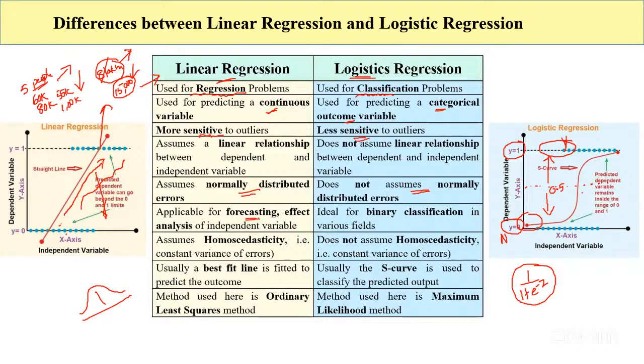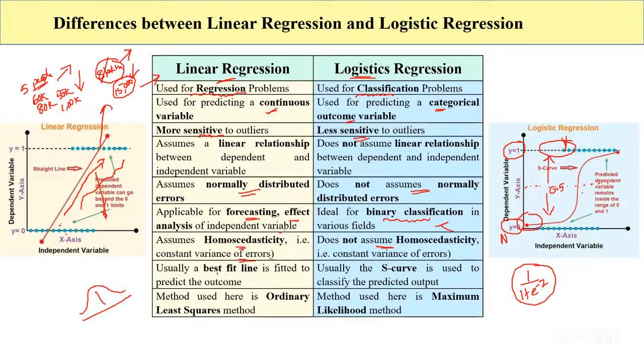Linear regression is applicable for forecasting and effect analysis, and logistic regression is applicable for ideal classification and identification, whether this is going to be a threat or no threat. Linear regression assumes homoscedasticity, that is, constant variance of errors. Logistic regression will not assume homoscedasticity, that is, no constant variances. There might be changes in that, and cases like heteroscedasticity will also be dealt with in these cases.